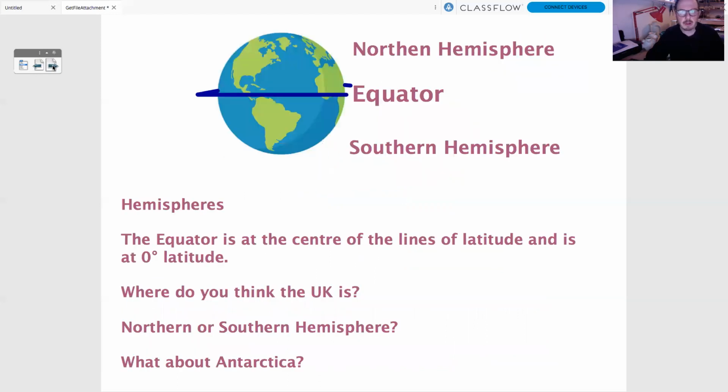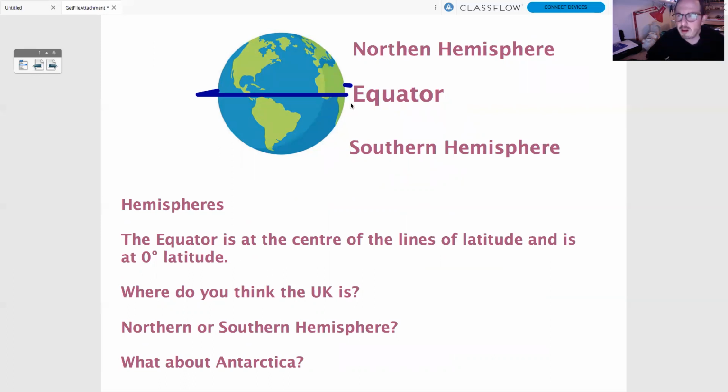Okay? So we've got a picture here. You can see the equator, that central line of latitude. Then we've got the northern hemisphere, which is everything north of the equator, and the southern hemisphere, which is everything south. And again, a half each. The equator is at the center of the lines of latitude and is at what we call 0 degrees latitude.